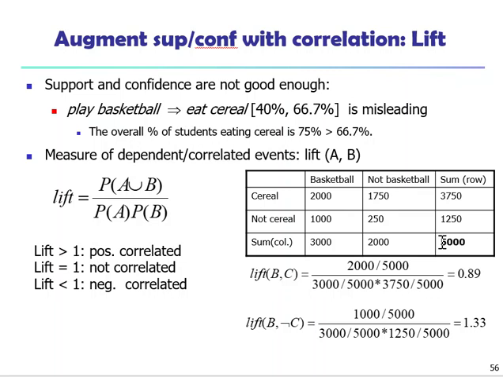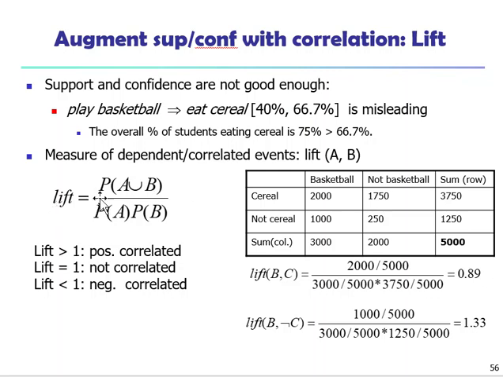All the students eating cereal is here. If we divide this number by 5,000, we get 75%. So actually playing basketball reduces your chance of eating cereal. Therefore, looking at support and confidence does not give you enough information to assess whether this rule is good or not. Therefore, people said that we need some correlation measures, and the lift was proposed.